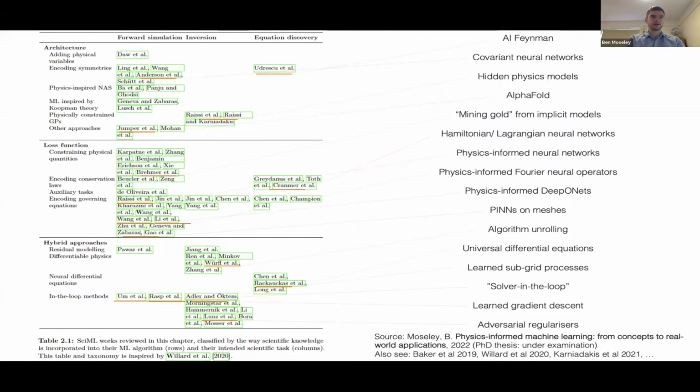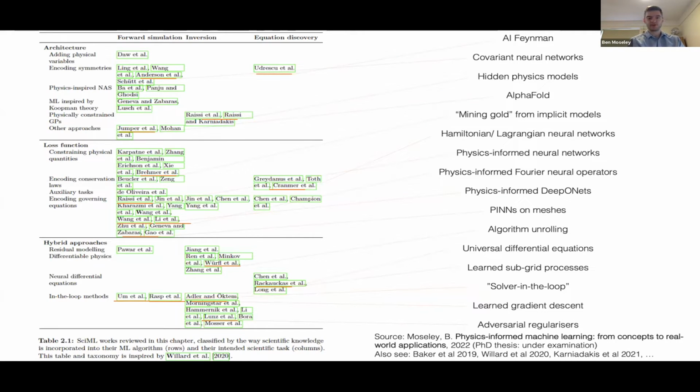So I tried to grab a representative group of papers from the field of scientific machine learning, as up to date as I could. And what I did is I classed them into those three different categories, and I also classed them based on the way that scientific principles are incorporated into their machine learning algorithm. So I only looked at works where some sort of science is explicitly put into the machine learning algorithm itself. And by no means is this exhaustive. SciML is a massive field. I just tried to be as representative as I could.